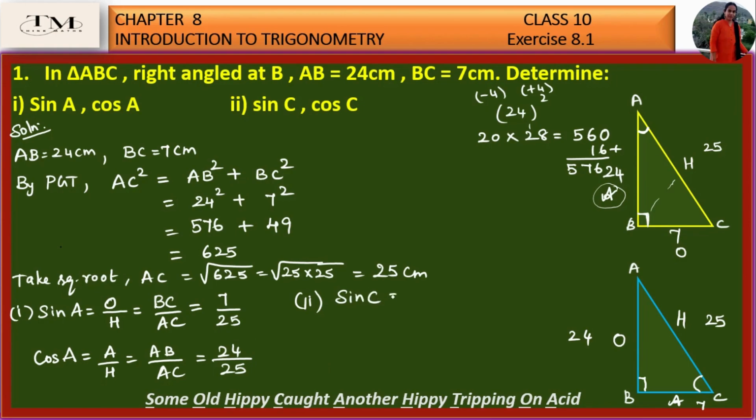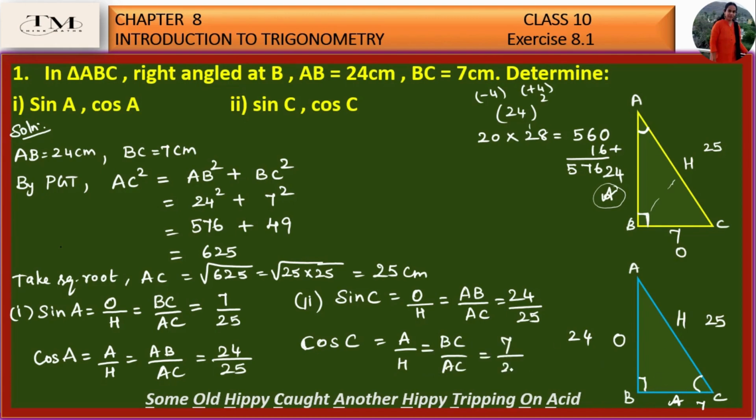So sin C. Sin is nothing but opposite by hypotenuse. Opposite side is AB, hypotenuse is AC. So opposite side is 24, AC is 25, so it is 24 by 25. Next, we have to find out cos C. Cos is adjacent by hypotenuse. Adjacent side is BC, hypotenuse is AC. The value of BC is 7 and AC is 25.